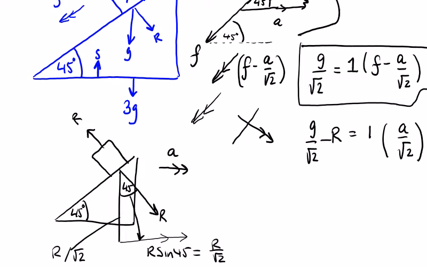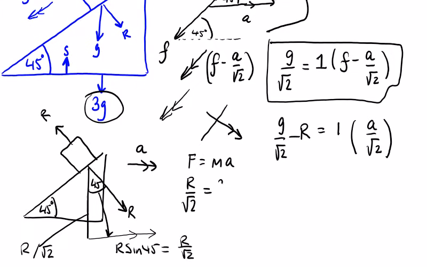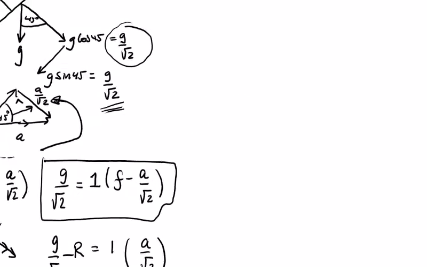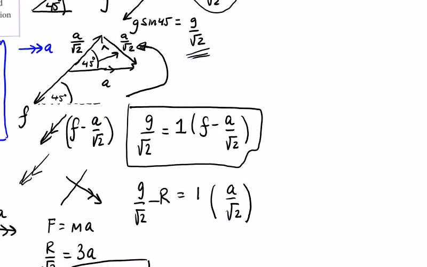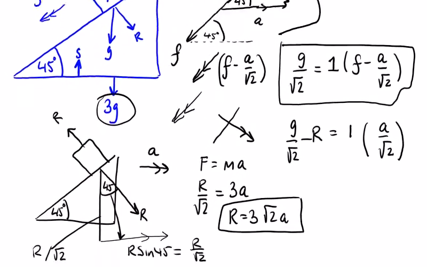So if we resolve the forces for the wedge, F is equal to MA. The force is going to be R over root 2, which is equal to its mass, 3, times the acceleration, which is A. It means that R is equal to 3 root 2 A. And if R is equal to 3 root 2 A, am I finding R somewhere? R is equal to 3 root 2 A. Where was my first equation?